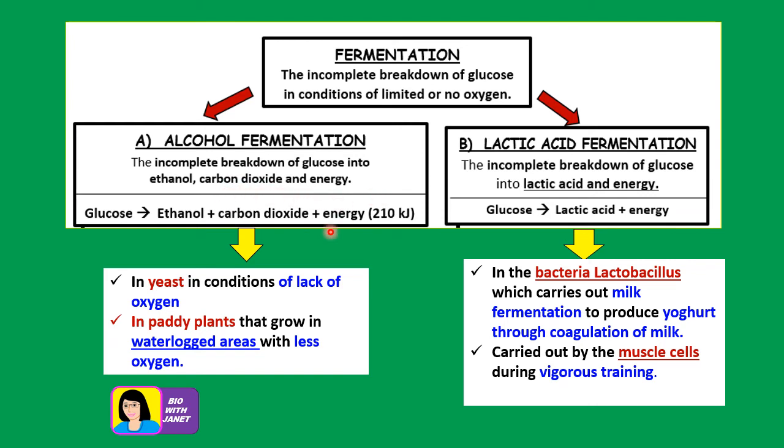That's the definition. And the equation is GC. G for glucose, C for carbon dioxide, E for ethanol, E for energy. Energy release is 210 kilojoules of energy per mole of glucose, right?